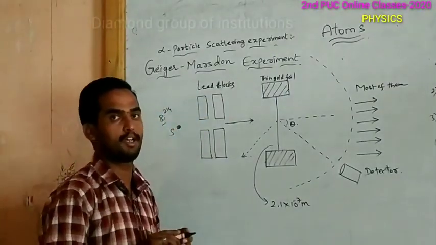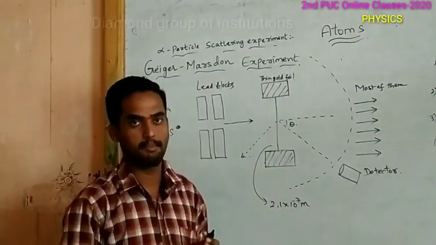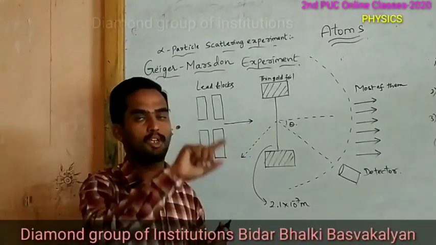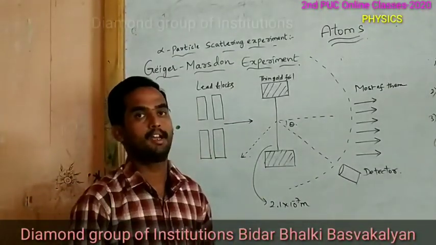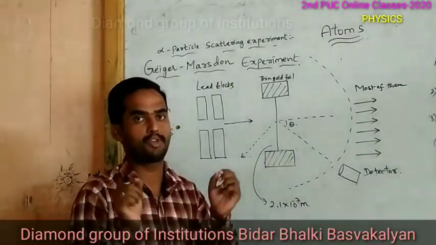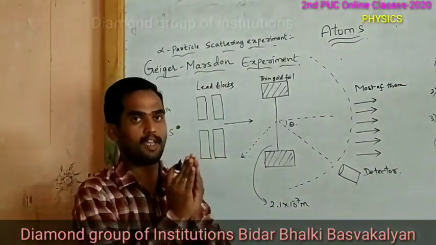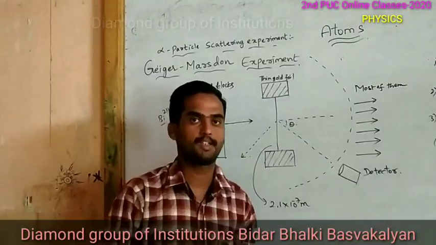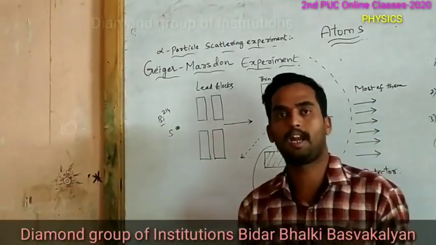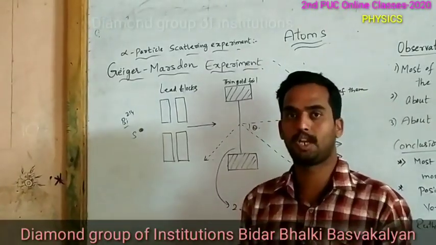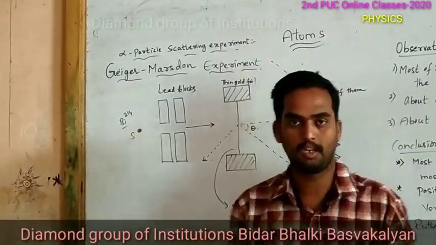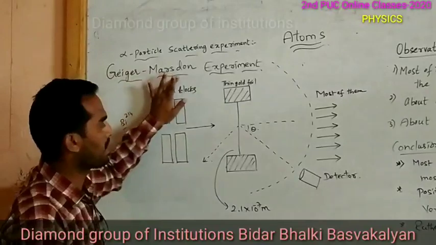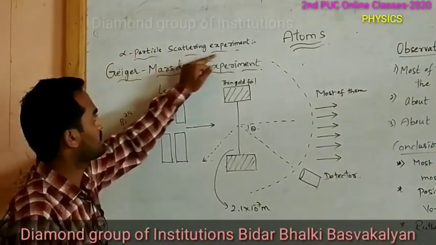J.J. Thomson told that the atom is spherical in shape, and that the atom has both positive charge as well as negative charge, both uniformly distributed in the atom. He did not explain the positive charge of the atom, that means where exactly the positive charge is distributed. But the negatively charged particle is called what? Electron. So regarding the positive charge, based on the J.J. Thomson model, the scientists Rutherford, Geiger and Marsden did an experiment called the alpha particle scattering experiment.